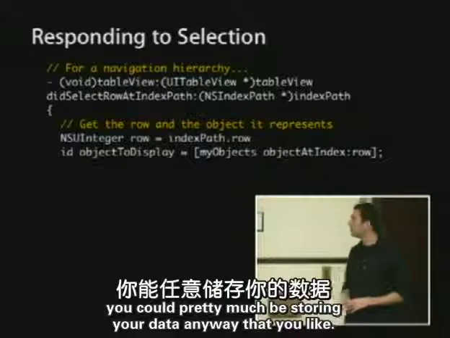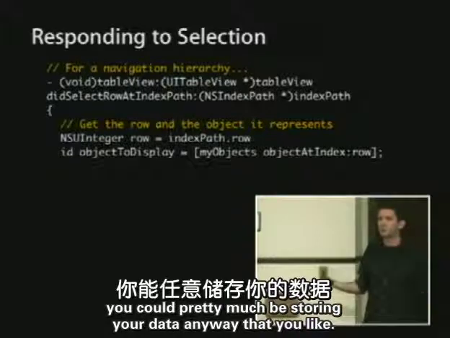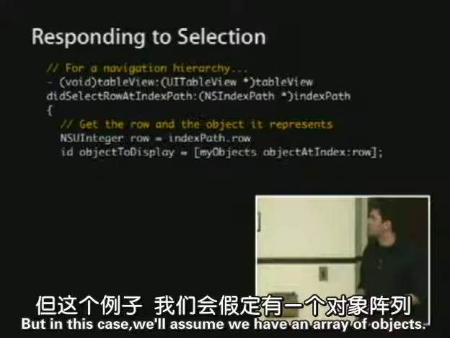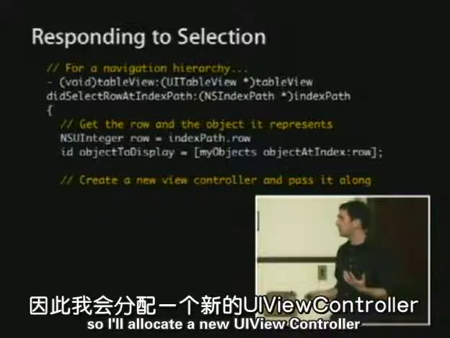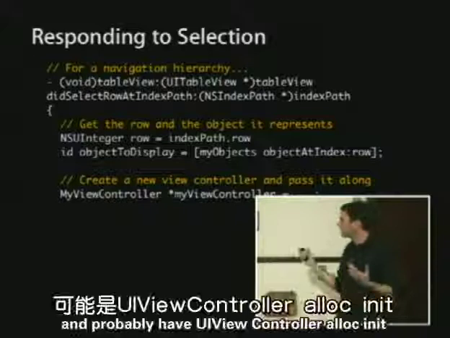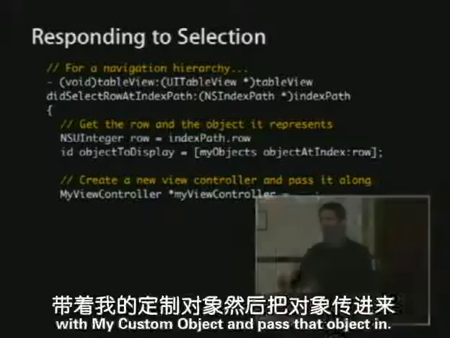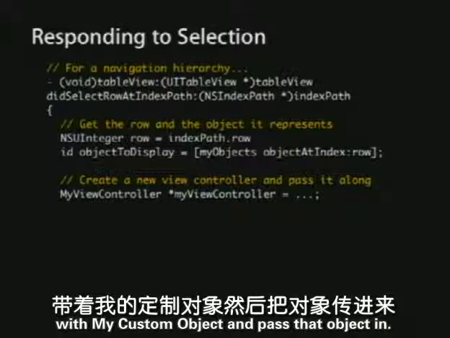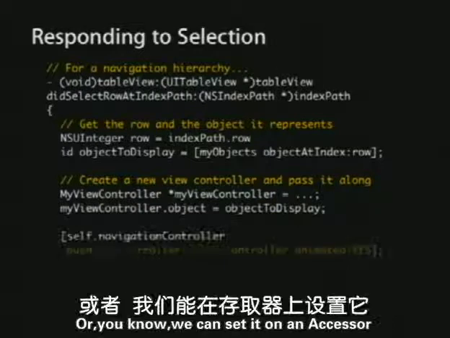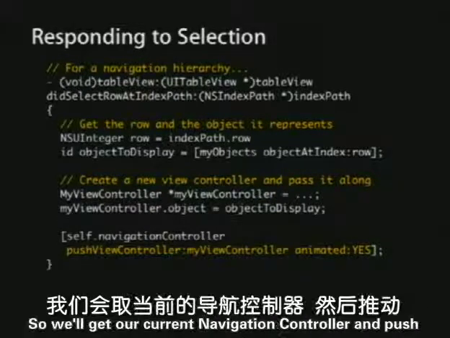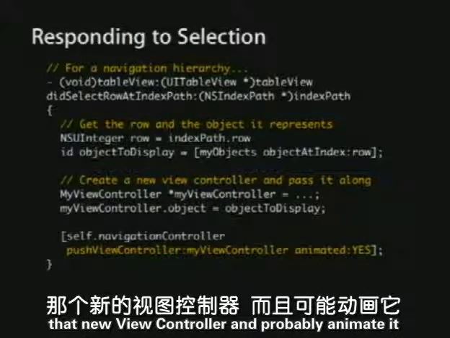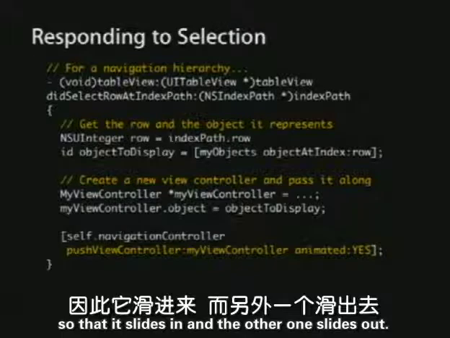I mean, you could pretty much be storing your data any way that you liked, but in this case, we'll assume we have an array of objects. We're going to create a new view controller, so we'll allocate a new UIViewController, probably with alloc init with my custom object and pass that object in, or we can set it on an accessor. Then we'll get self.navigationController, our current navigation controller, and push that new view controller, and probably animate it so that it slides in and the other one slides out.